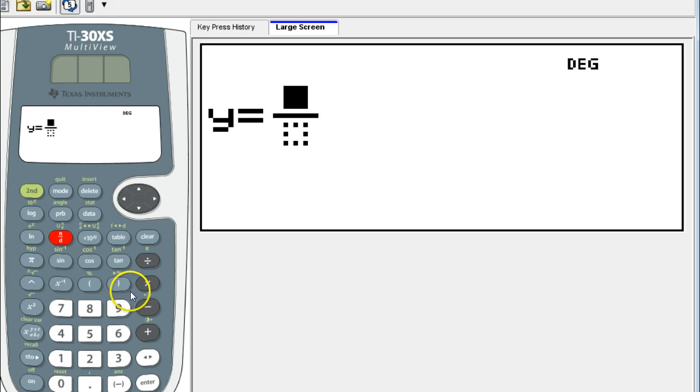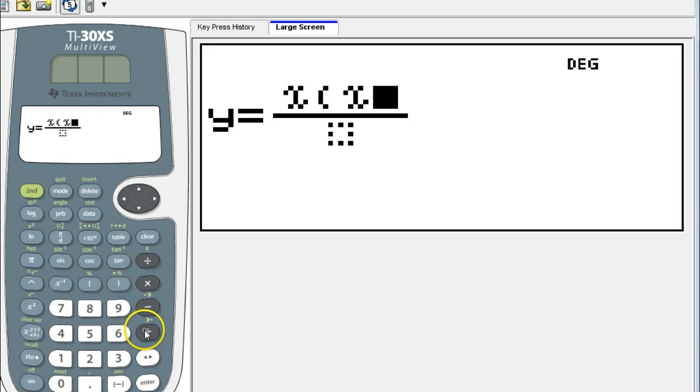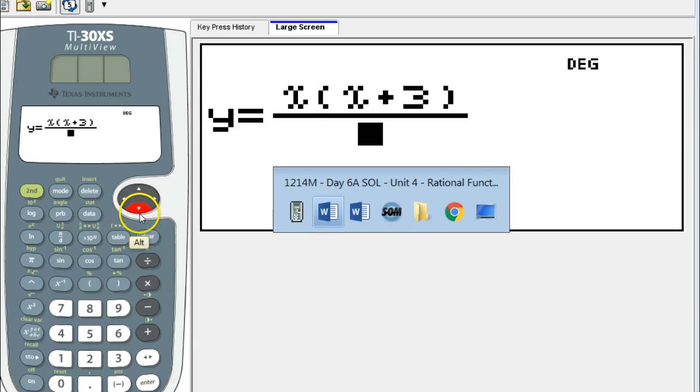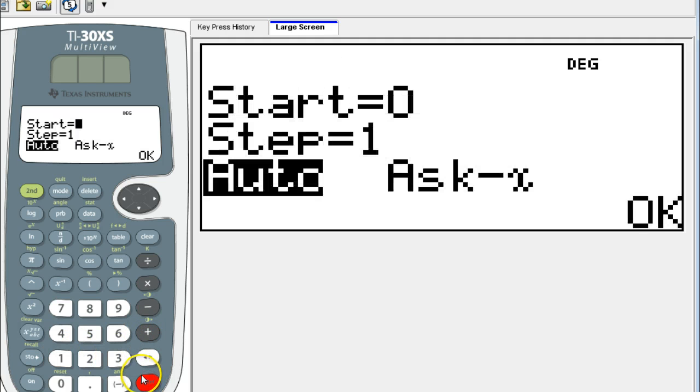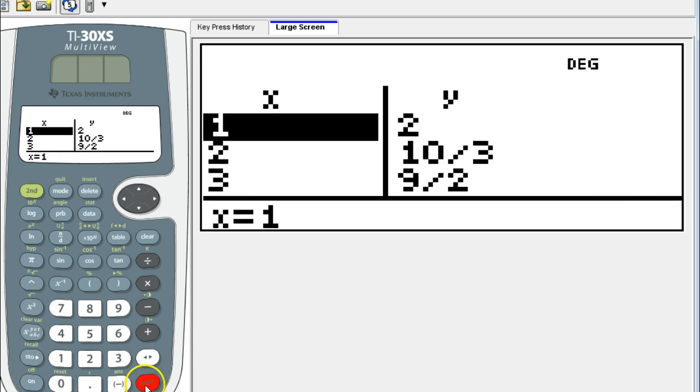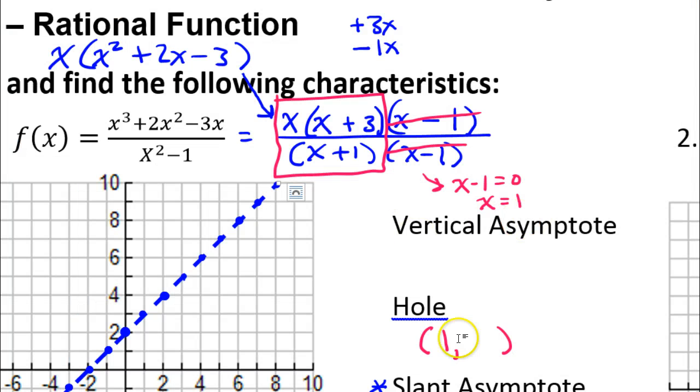So let's see. x times x plus 3, so there's x, and then there's x plus 3 over x plus 1. All right, and we want to know what's happening at 1, so might as well start there. So 1 comma 2 is my hole. Okay, so let's fill that in. So we have a hole at 1 comma 2. By the way, we might as well go ahead and graph that. So 1 comma 2, that means we have a hole right here. So let's make a nice clear open circle at the point 1 comma 2.